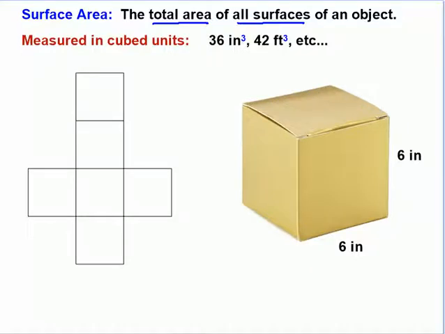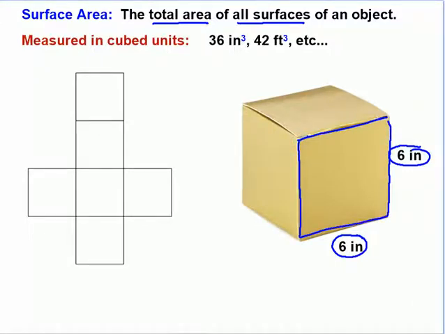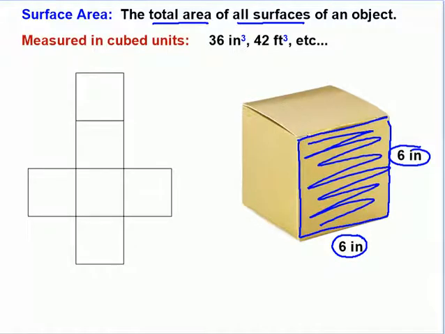Now, I have been given the dimensions of one of the square sides of this cube. What do I know about cubes? Well, cubes have the same size and shape on every side. All sides are exactly the same. So, if I can find the area of this side, then I can find the area of every other side. So, area of a square is length times width. Length times width is 6 times 6, which is 36 inches squared.